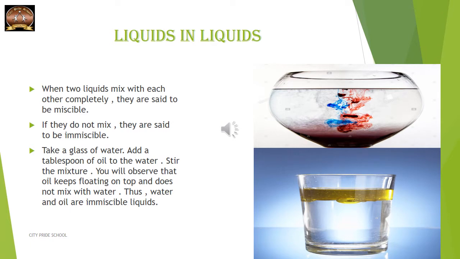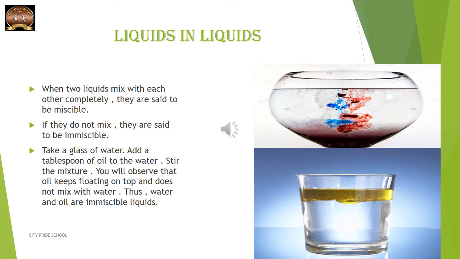Now let's discuss solubility of liquids and liquids. When two liquids mix with each other completely, they are said to be miscible. Here you can see in this slide an example of dissolving ink in water. The moment you put ink in water, it dissolves completely. So they are called miscible liquids.